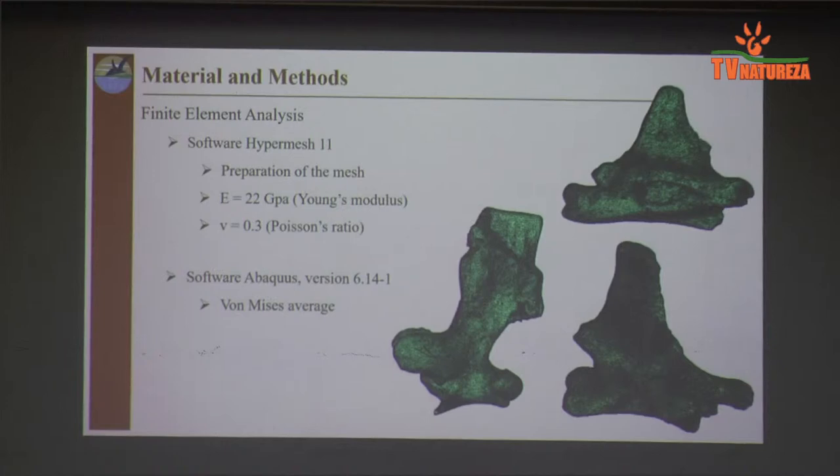And the analysis. I prepared the mesh in the software HyperMesh. We assigned these properties for the bone: 22 gigapascals for Young's modulus, and a Poisson ratio equal to 0.3. Finally, we did a finite element analysis in the software Abaqus. Posteriorly, the results, von Mises average, represented the tension of each muscle exerted in each cortex of the vertebra. And this is the mesh.